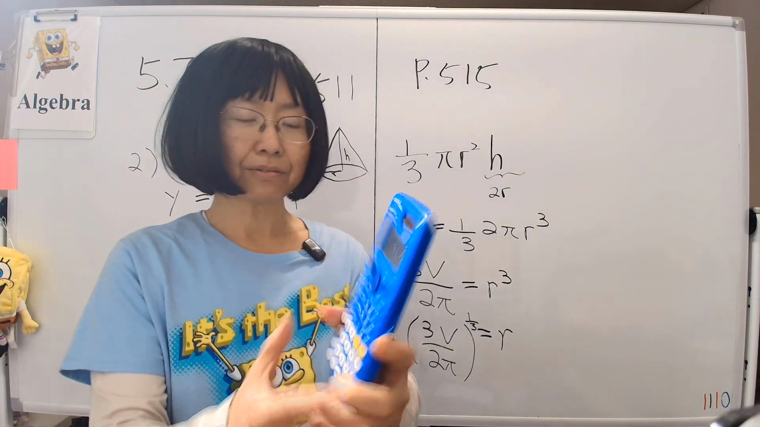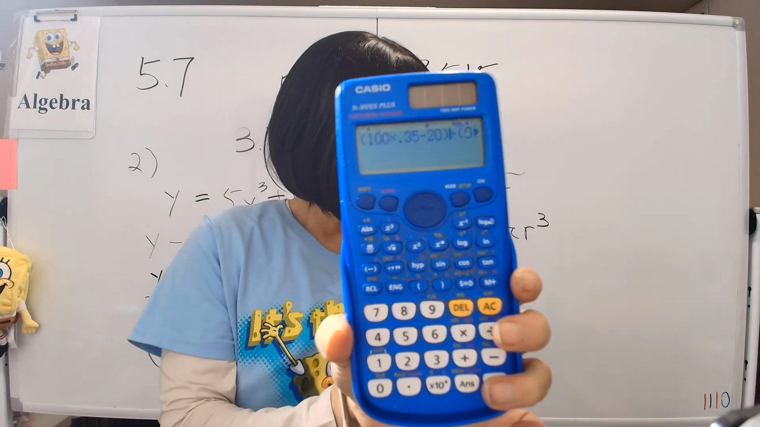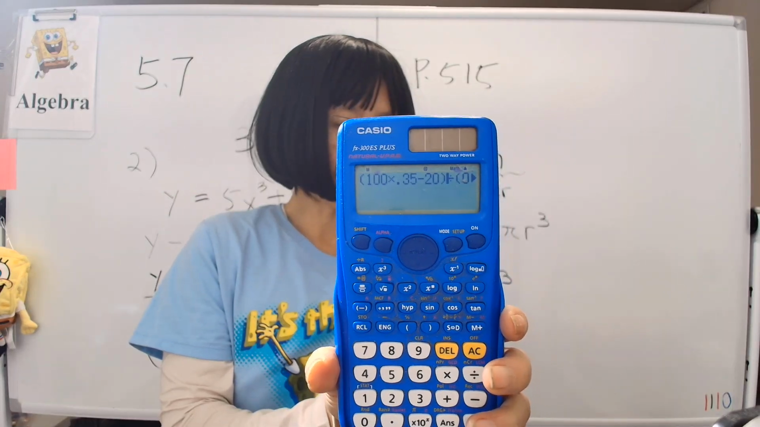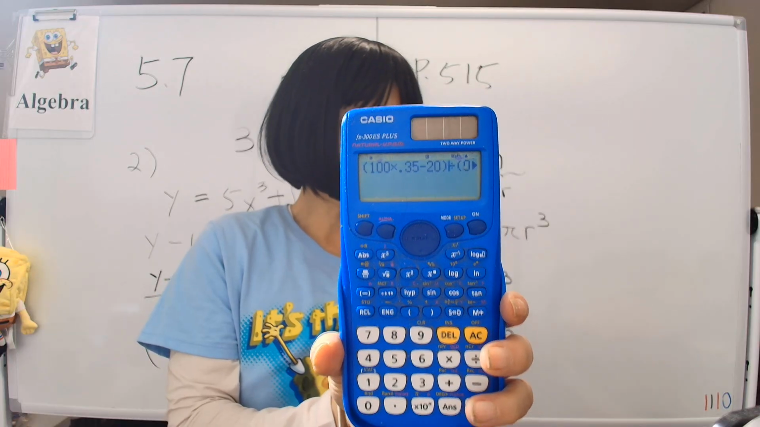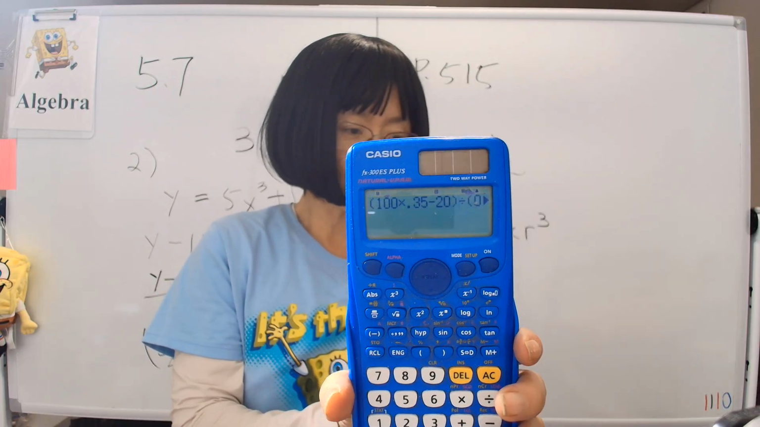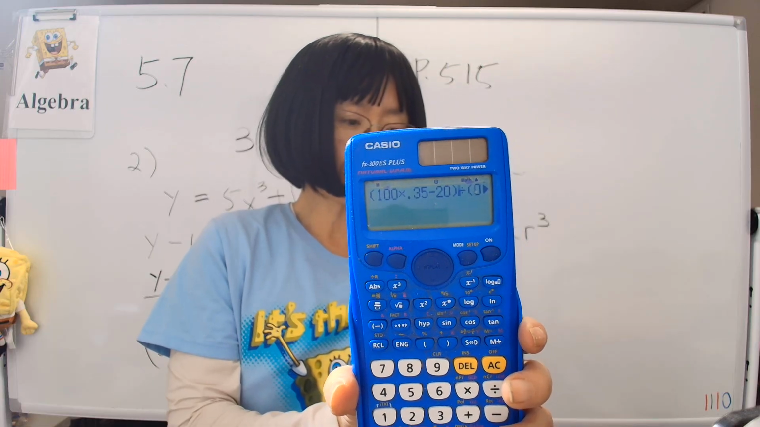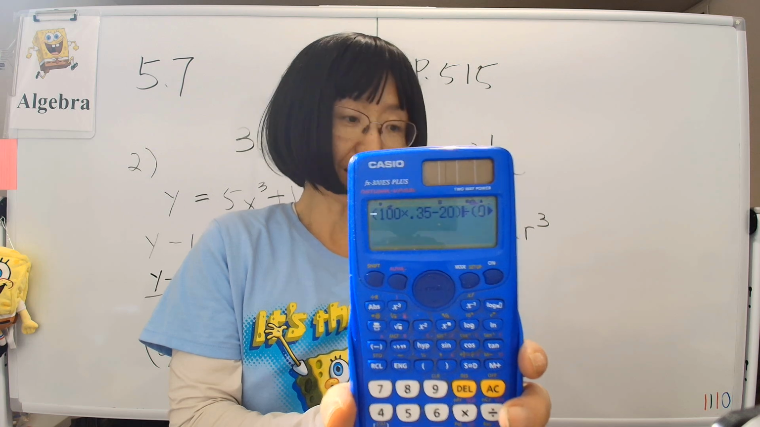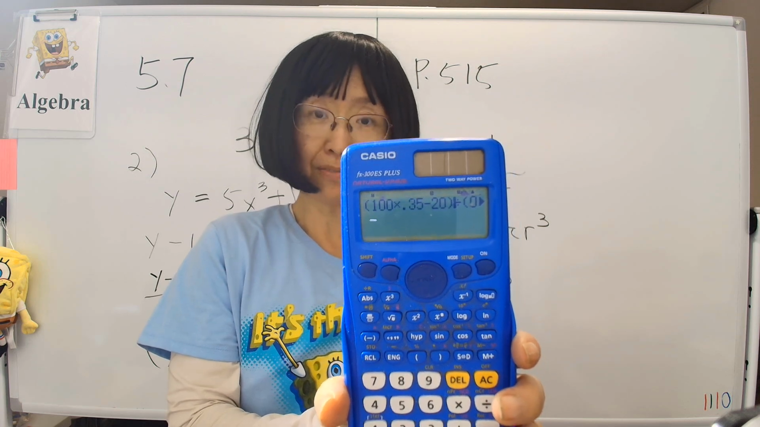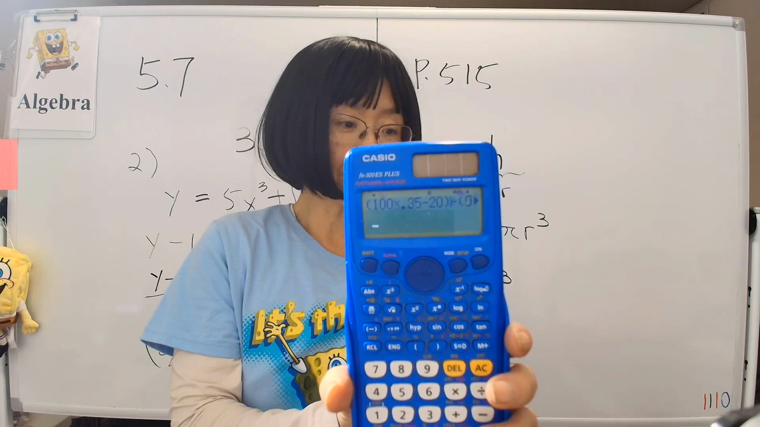So first, let's look at what we're typing. The question doesn't sound that hard. The first trick is you have to put the numerator in parentheses. Why? Because there's a minus there. There's a minus 20, and if you don't put it in parentheses, then only the 20 will be dividing. The other 100 times 0.35 is not going to do any dividing at all. So then your answer is not going to be correct.